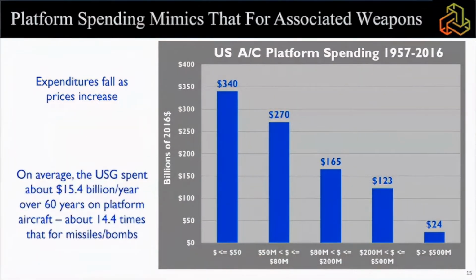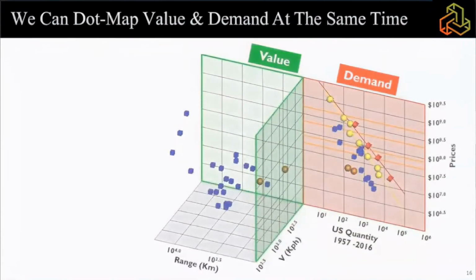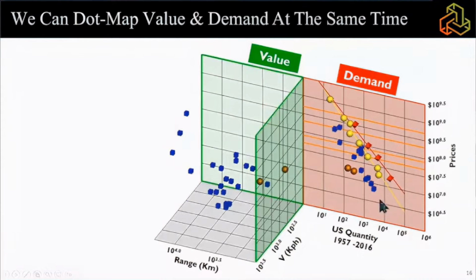So the government spent quite a bit more money on the aircraft than it did for missiles and bombs. And that turns out to be stuff that we're going to want to know. So we can dot map value and demand for this market at the same time. So we're looking here at the aggregate market demand curve, and this is demand frontier. The blue points, the yellow points represent the points that hit the frontier. These are the other jets in the market, and these are the UAVs right here.